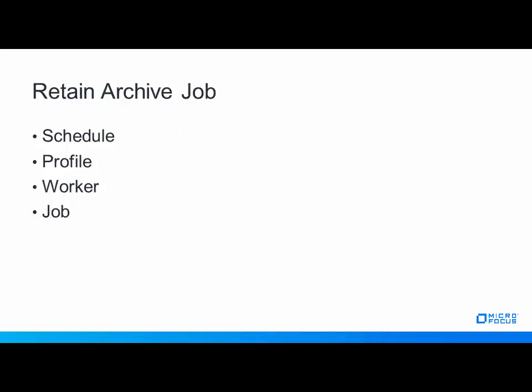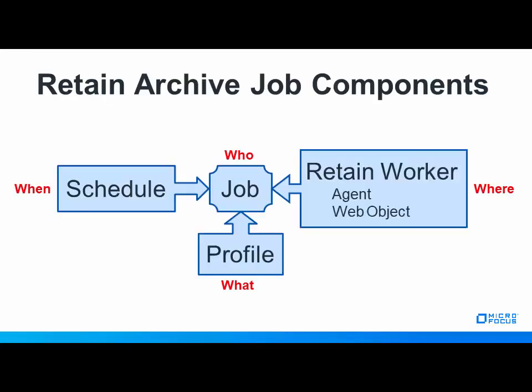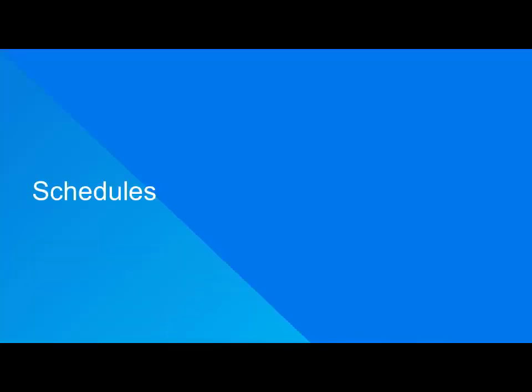Now that a module has been configured, an archive job may be created. A job is made up of 4 parts: schedule, profile, worker, and the job itself. The schedule defines when the job runs. The profile defines what the job archives. The worker defines where the job connects to. The job defines who to archive.